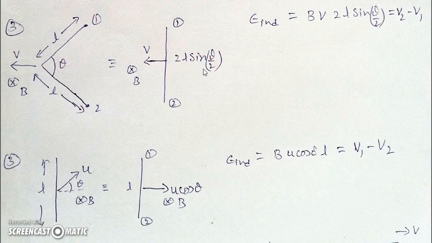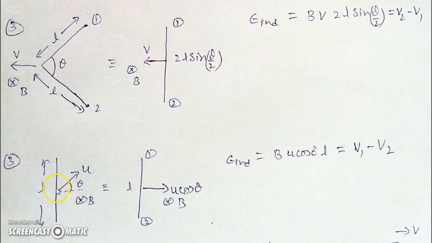Again, for the direction of V cross B, V is towards left, and cross means inward. So V cross B comes out to be in the downward direction. So point 2 will be higher.